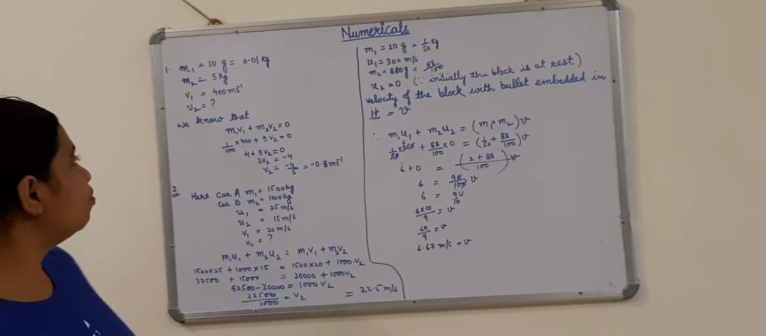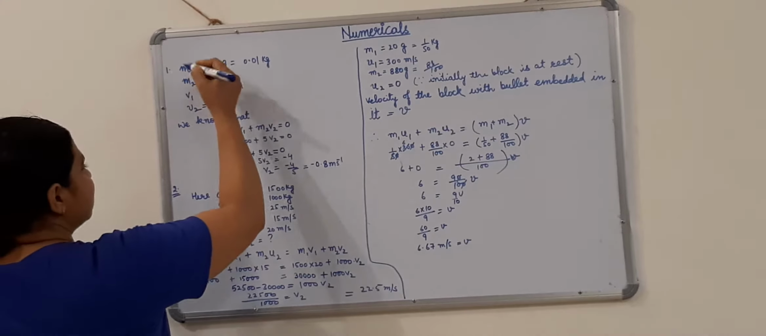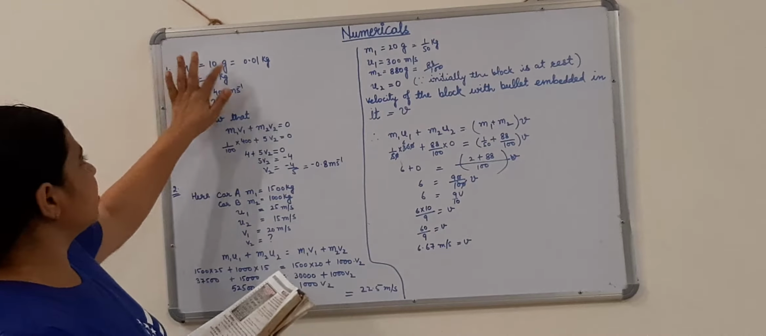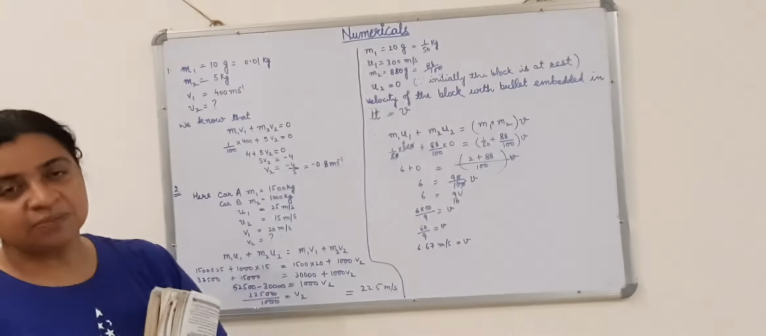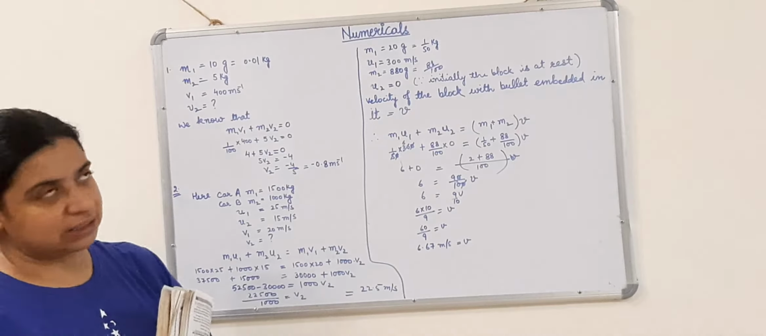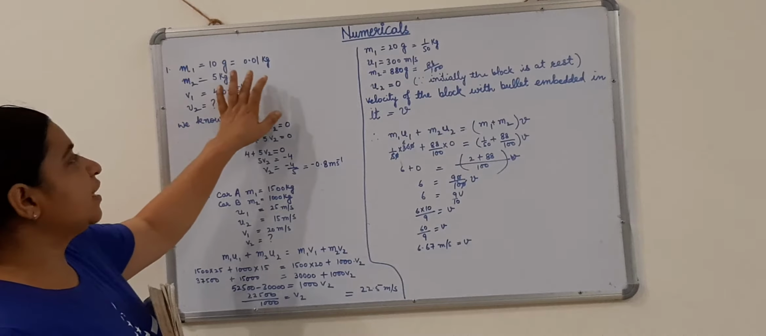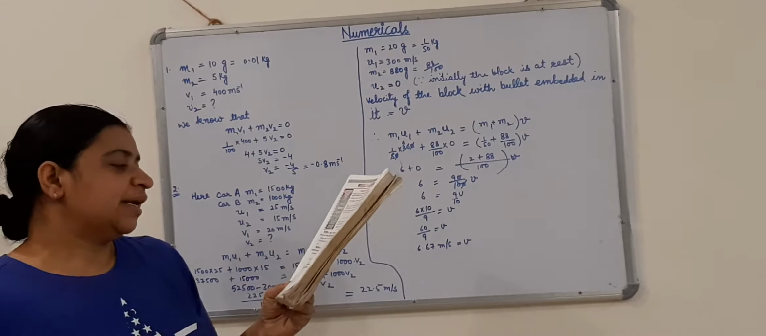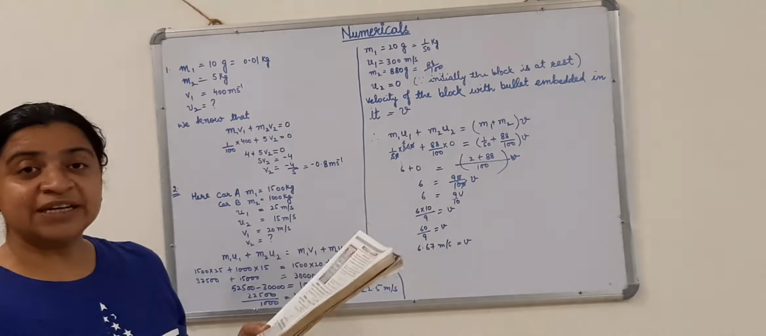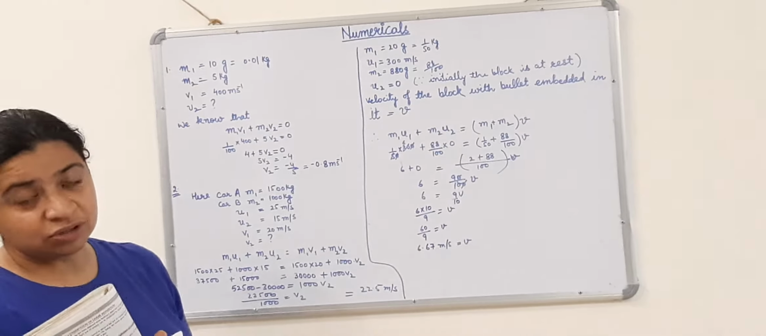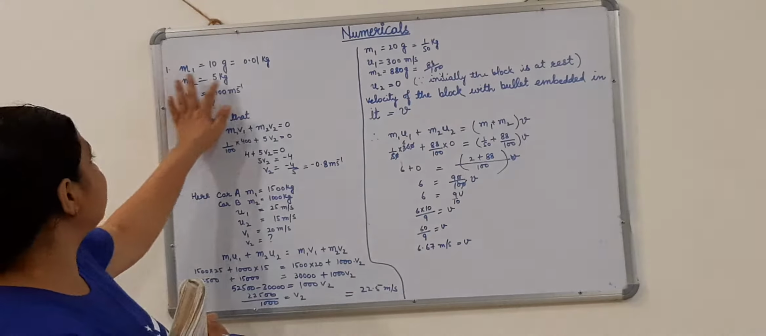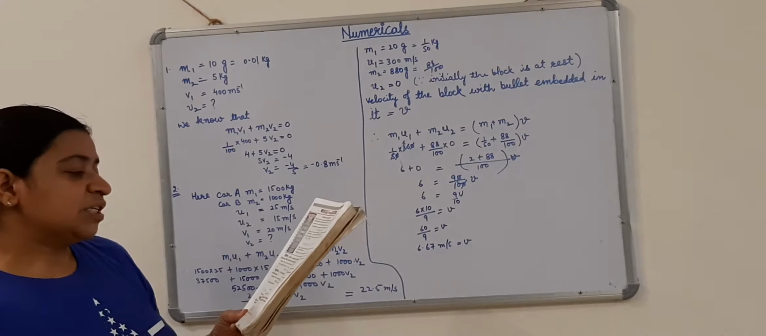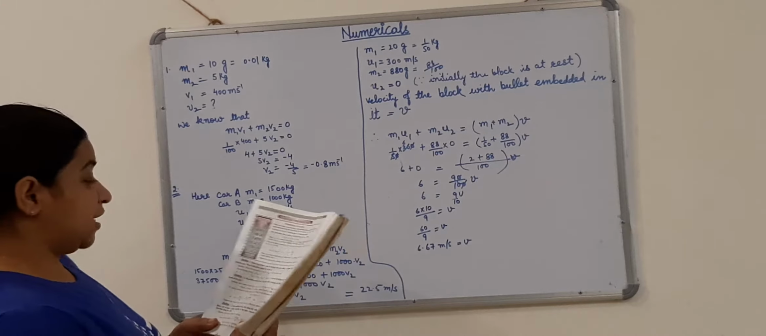A 10-gram bullet. Let us consider M1 as the 10-gram bullet, so M1 is 10 grams. We need to convert into kg because kg is the standard unit of mass. So when I convert 10 grams, I get 0.01 kg. A 10-gram bullet is shot from a 5 kg gun. The gun is also there, so the mass of the gun is 5 kg. With a velocity of 400 meter per second.